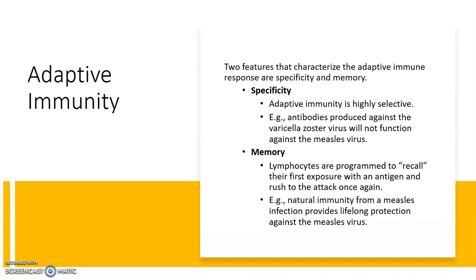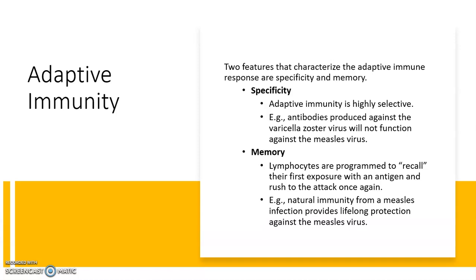If we later on get infected with the measles virus, the antibodies that were made towards the varicella-zoster virus are not going to recognize the measles virus. In order to fight off the measles virus infection, you would need to activate the proper cell line that is designated for that specific virus. So again, it's highly specific.